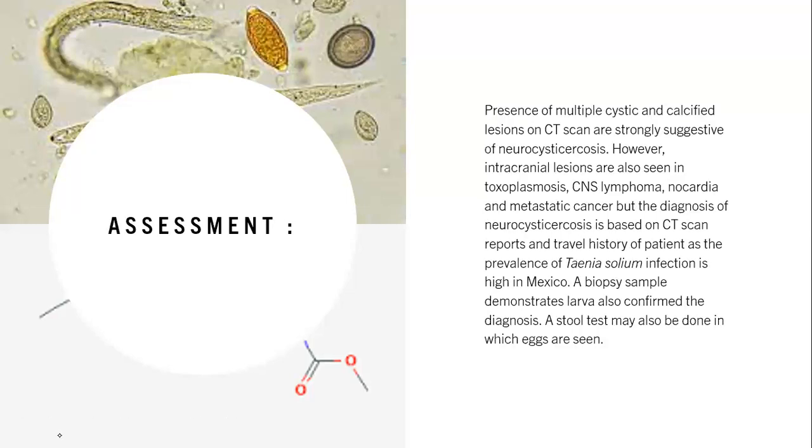Now the assessment. In assessment, first we have multiple cystic and calcified lesions on the head. So it strongly suggests neurocysticercosis. Now, what is basically neurocysticercosis? Neurocysticercosis is a common helminthic infection of the nervous system and a leading cause of acquired epilepsy worldwide. The disease occurs when humans become intermediate host of Taenia solium by ingesting its eggs from contaminated food, or most often directly from a Taenia carrier by fecal-oral route.